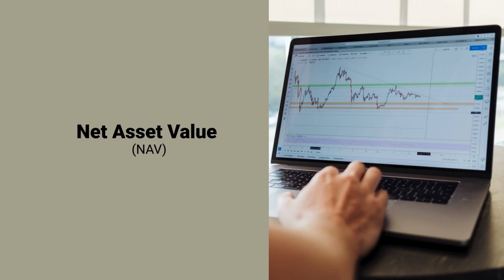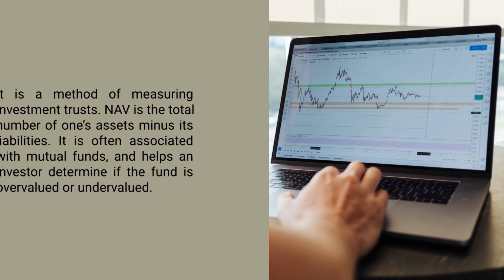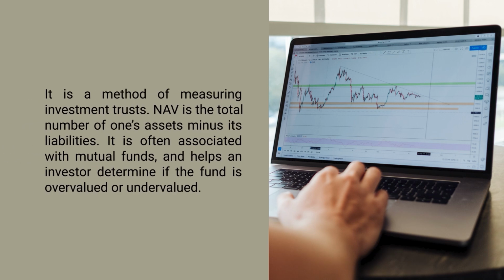Let's take the second N word, net asset value, NAV. It is a method of measuring an investment trust. NAV is the total of one's assets minus liabilities. It is often associated with mutual funds also and helps investors determine if a fund is overvalued or undervalued. So when we talk about open-end funds, NAV is really crucial.